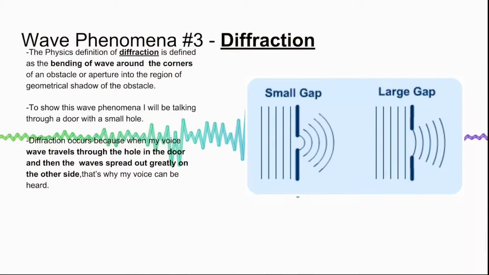Wave phenomenon number 3, diffraction. The physics definition of diffraction is the bending of a wave around the corners of an obstacle or aperture into the region of geometrical shadow of the obstacle.